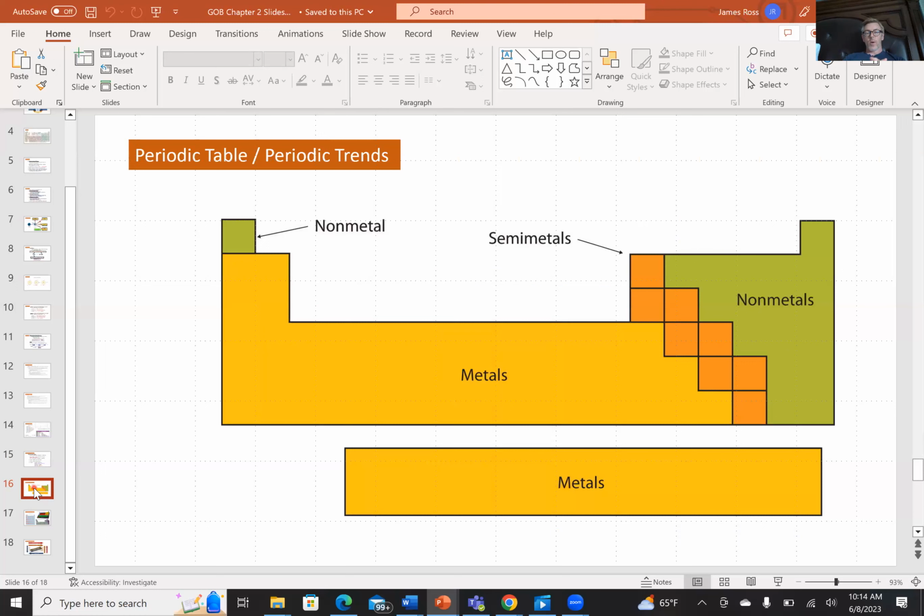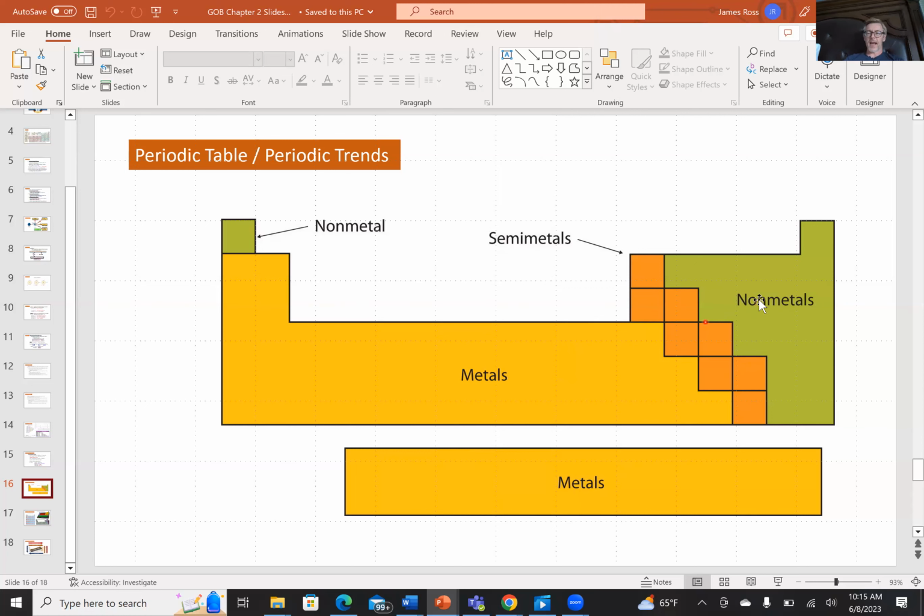Okay, here's another way of looking at the periodic table in terms of metals, semi-metals, and non-metals. As you can see, the vast majority of all elements are metals. More about what a metal is later. Around 75% of all elements are metals. Around 24% of all elements are non-metals.